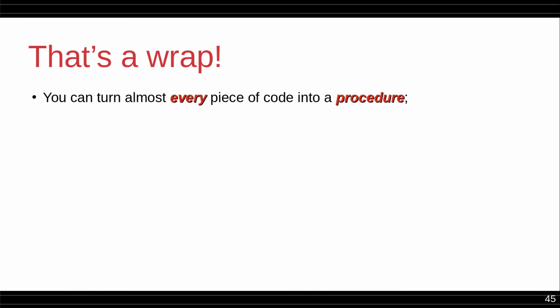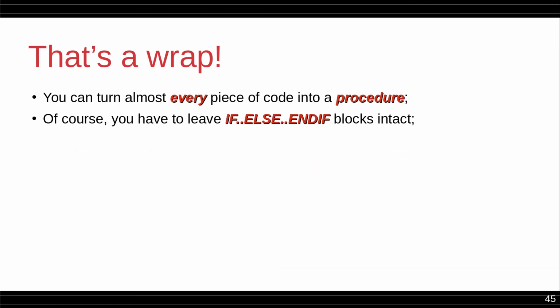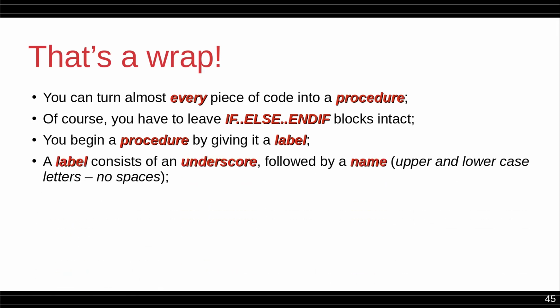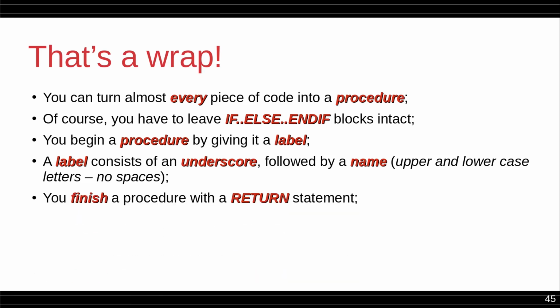And that's a wrap. So what have we learned? You can turn just about any piece of code into a procedure. And that just about means, yes, you still have to honor that blocks of code concerning if, else, and end if form one single indivisible unit. You start a procedure by giving it a unique name, a so-called label, and that label consists of an underscore followed by a bunch of upper and lowercase characters. And don't forget, you can't use spaces or any other special characters in the label. You finish your procedure with a return statement, always.